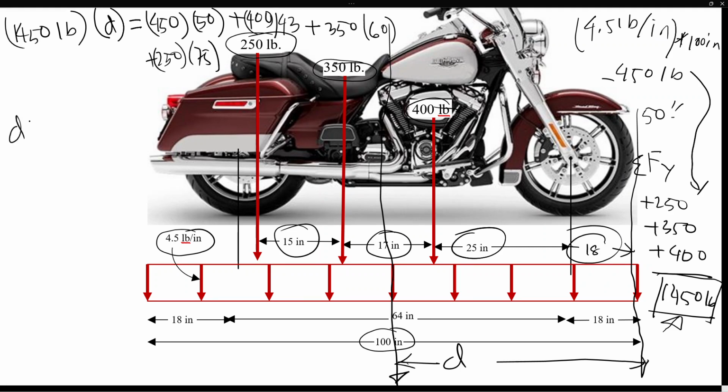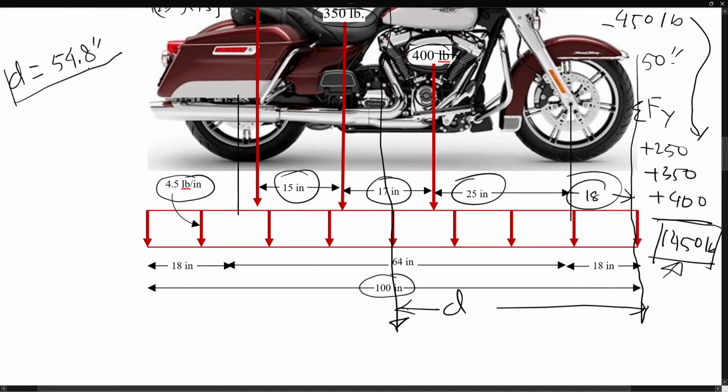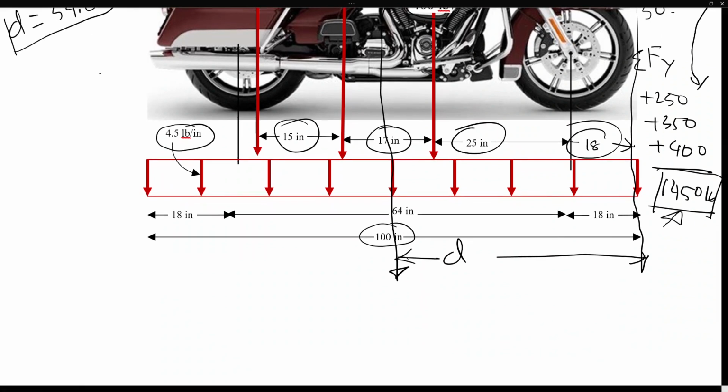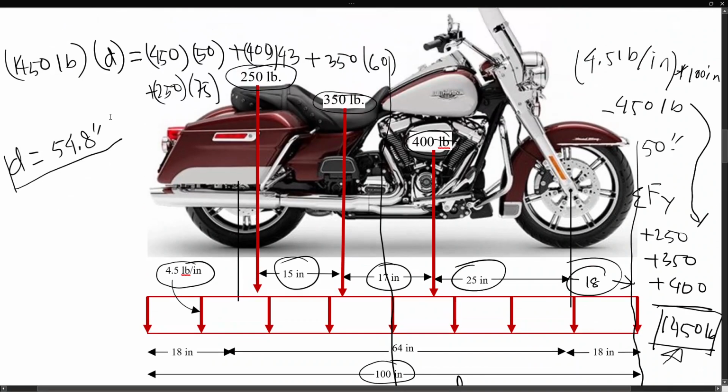So if you solve for d, I found it 54.8 inches from the front of the motorcycle, almost the 50-50 balance that we need for a touring motorcycle, and that's between the two wheels. So this is from the front, close to what we want.